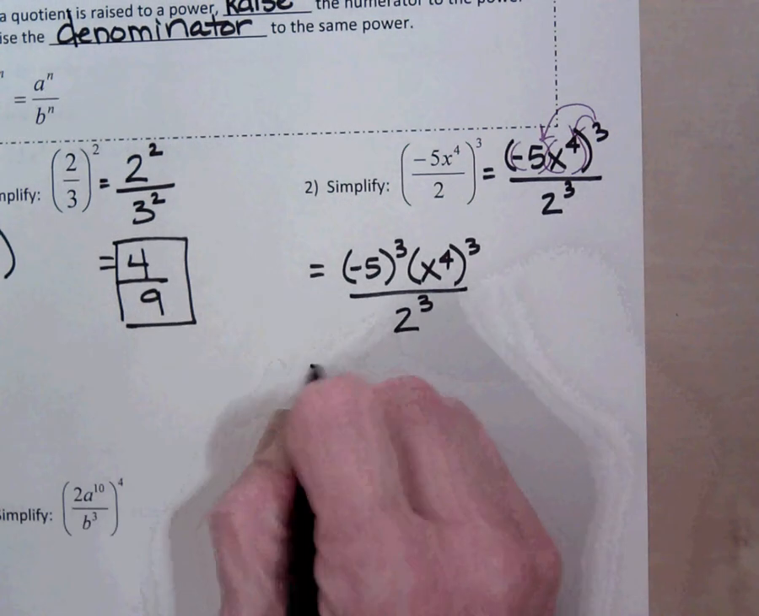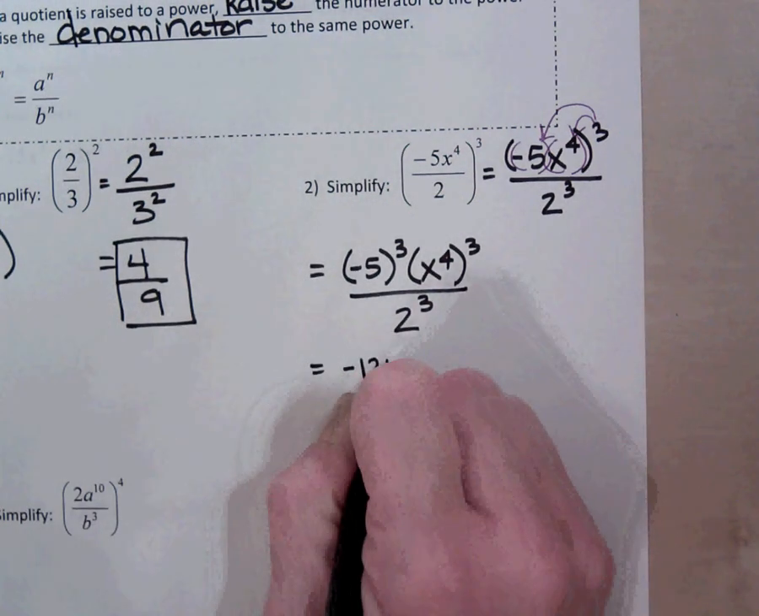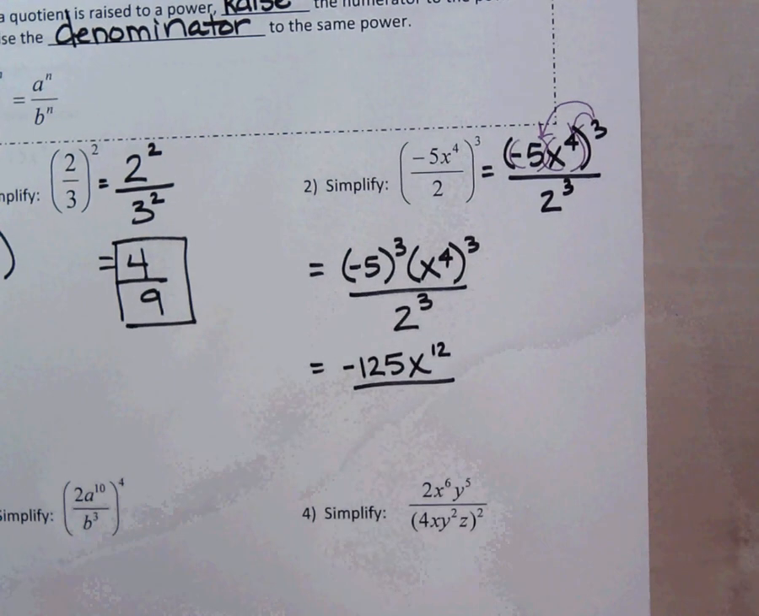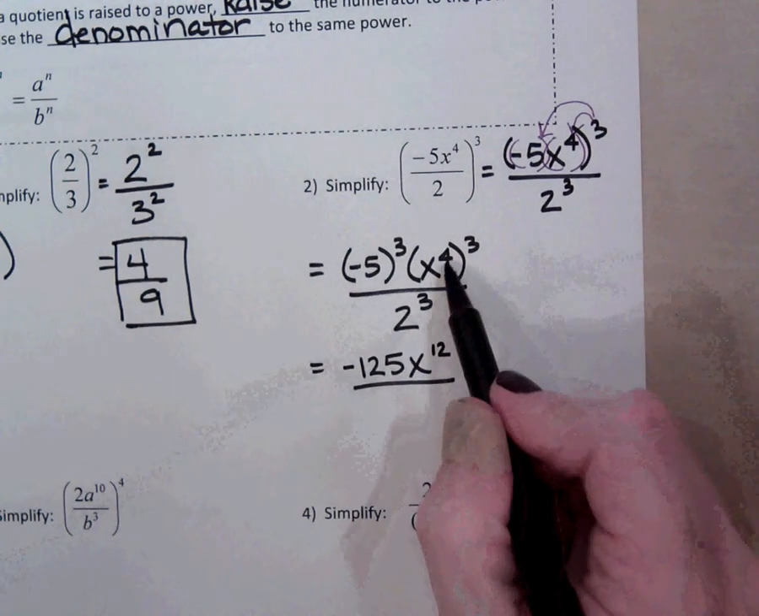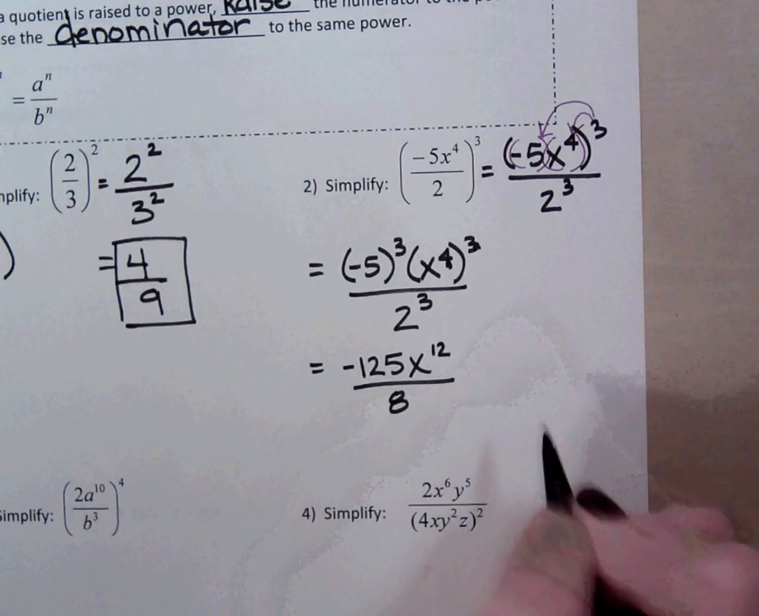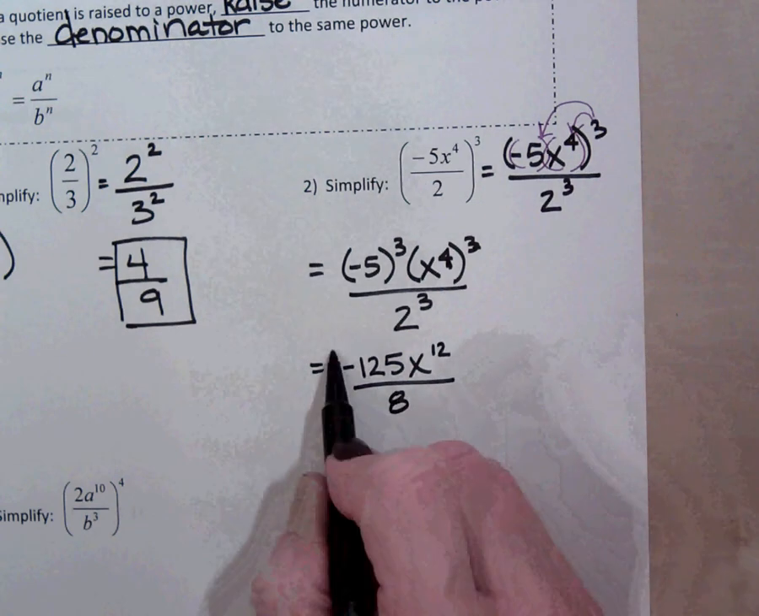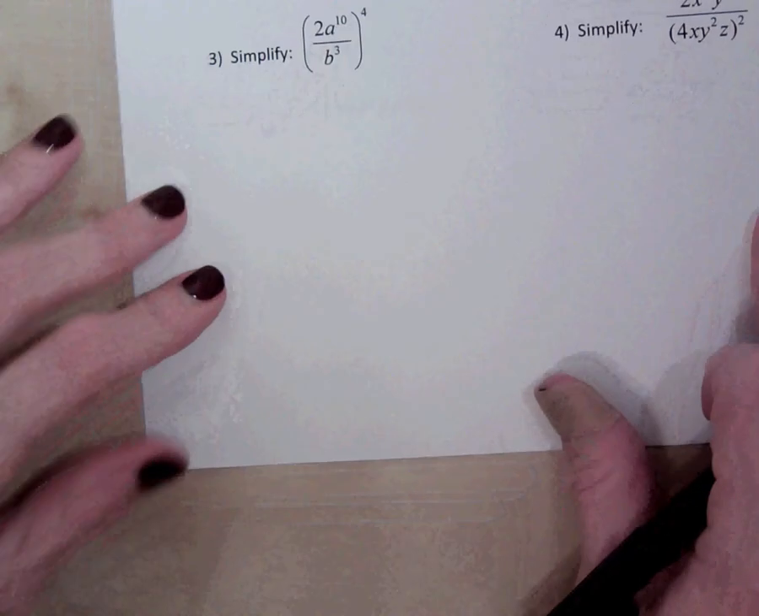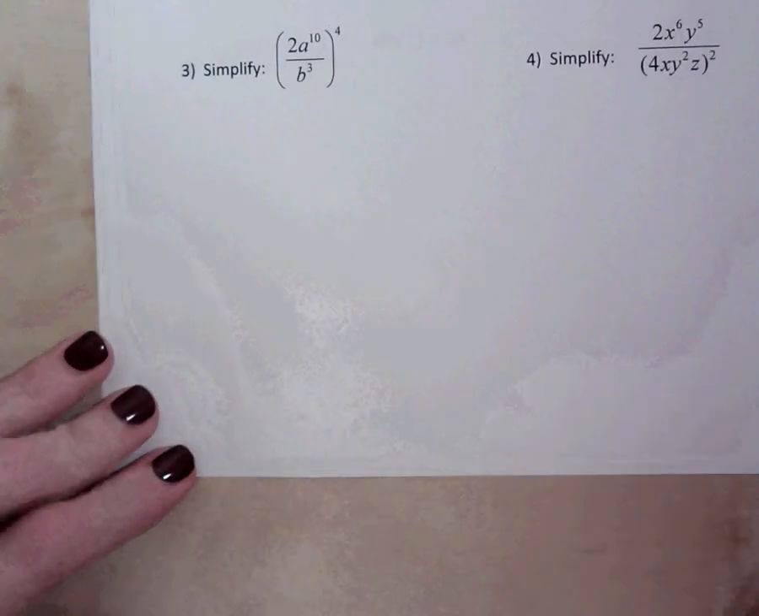So -5 to the 3rd power is -125. This becomes x to the 12th. Remember my rule, powers to powers, I multiply 4 times 3. And then in my denominator, 2 to the 3rd power is 8. So -125 x to the 12th power divided by 8. Okay, let's look at number 3, same thing.